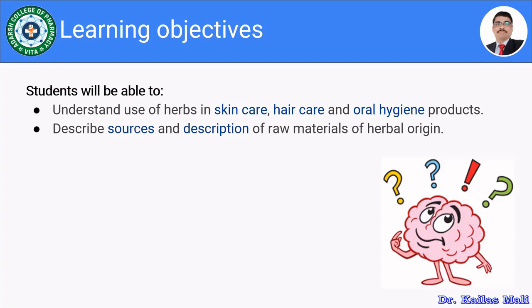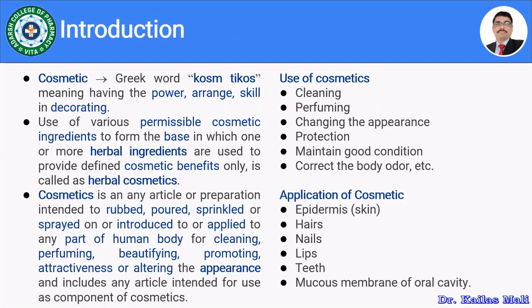Then the second objective is that you will be able to describe the sources and description of raw materials of herbal origin. So these are the two learning objectives which I have set for the chapter herbal cosmetics. Let us move and we will see the introduction to herbal cosmetics.